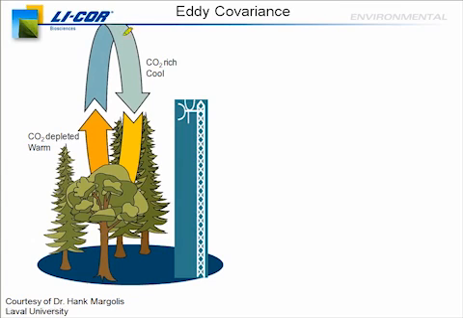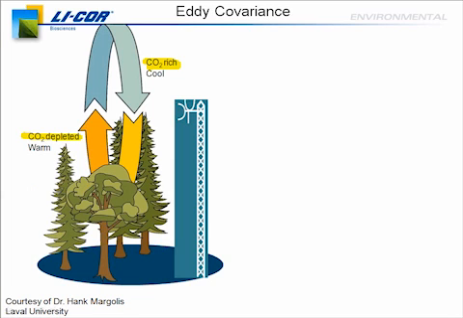Warm air is rising up out of the ecosystem, and that will have less CO2 in it because it's been absorbed by the ecosystem. And as that moves out, cool CO2-rich air can come into the ecosystem. And the idea of Eddy Covariance is to measure the scalar of interest, in this case CO2 and water vapor, and how they are changing with the vertical wind speed.